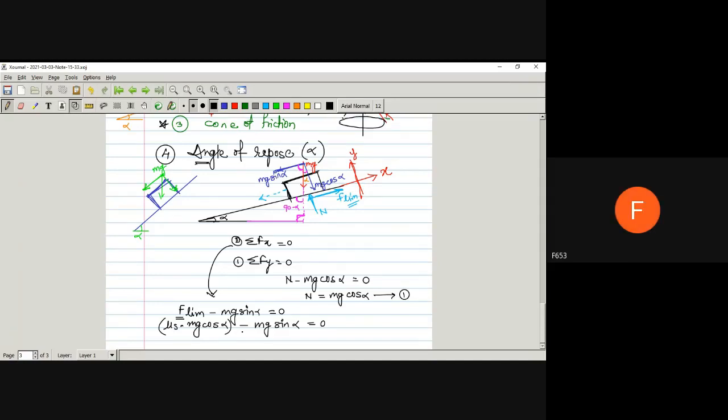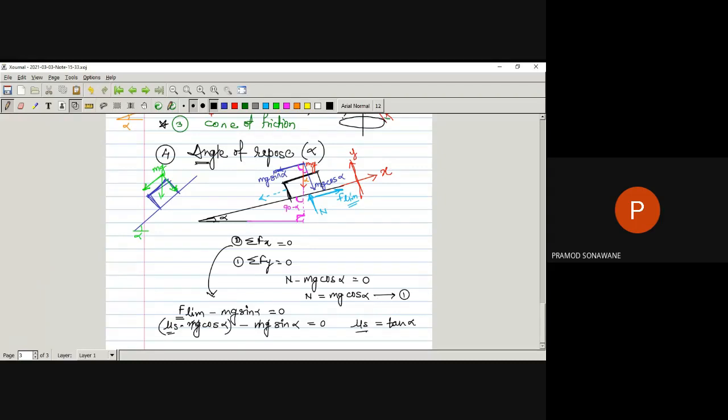Yes, ma'am. If I take this on the right hand side, my mg will get cancelled. I will get cos alpha on the left hand side, and on the right hand side it will be sin alpha. So what will be mu s? Mu s will be equal to, yes, tan alpha. Yes or no?